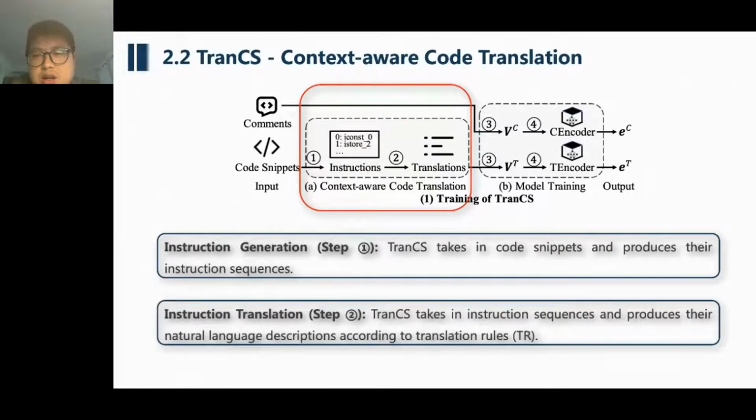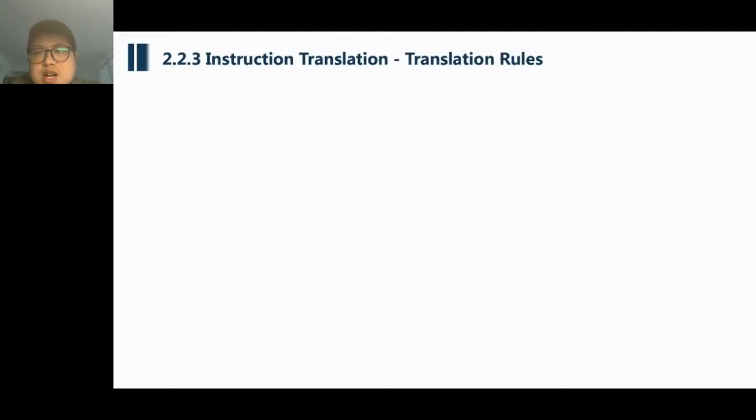In instruction translation, chunks takes in instruction sequences and produces their natural language descriptions according to predefined translation rules. Translation rules are constructed manually based on instructions, operations, and descriptions from the virtual machine specification. An operation is a short natural language description of an instruction.